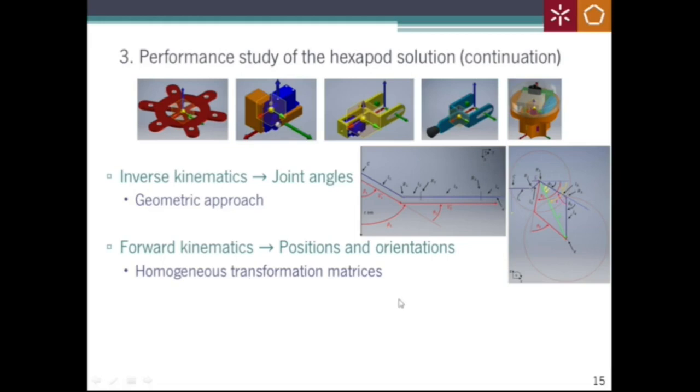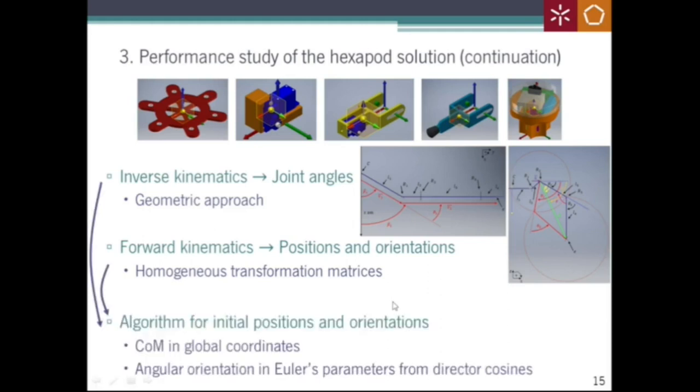Finally, as in MUBODyn, the position of each body is described through its center of mass and orientation in Euler parameters, so a function was created that used both kinematics to obtain the center of mass in global coordinates and to transform the direction cosines from the transformation matrix to Euler parameters.